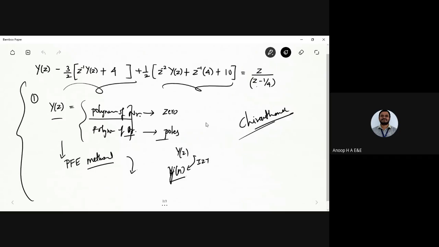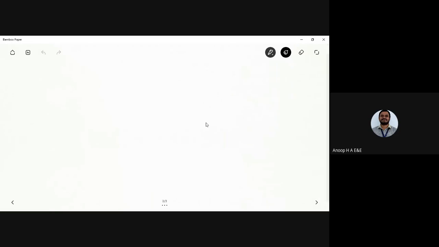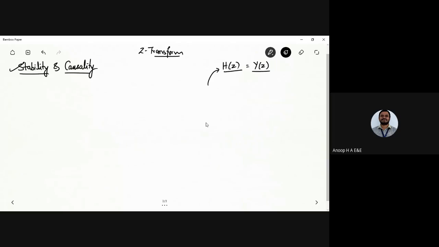Next, an important topic that I would like to discuss is the stability and causality of the system. When it comes to Z transforms, how are you going to say that a given system, with transfer function H of Z, is stable or causal? How do you define H of Z? H of Z is defined by Y of Z divided by X of Z. H of Z is the Z transform of the impulse response, that is h of n.